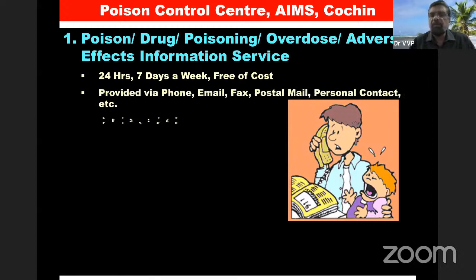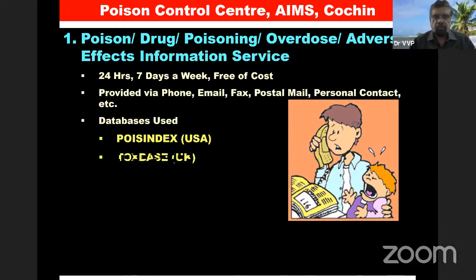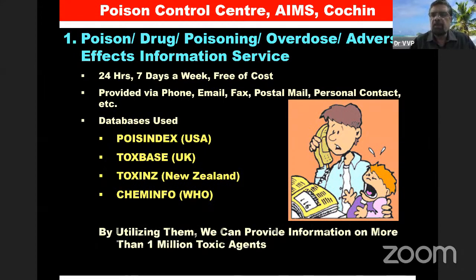Before we go on to the actual topic, by way of introduction, let me tell you what we do here in PCC AIMS Cochin. We deal with everything that is related to toxicology, whether it is information resource or analytical services or diagnostic or treatment services. We are a full-fledged poison control center in Cochin. With regard to the information service, we have a poison information unit, which is located in the emergency medicine department, in the ER, emergency room. And we provide information on all aspects of poisoning, poisons, toxins, drugs, chemicals, 24 hours a day, 7 days a week, free of cost, of course.